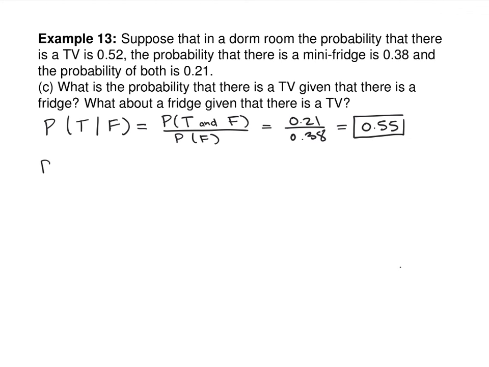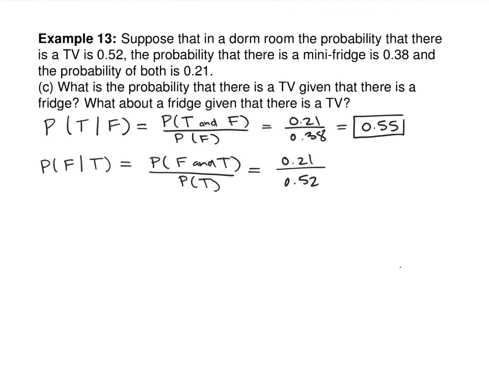And the other one, probability of fridge given TV, almost the same, probability of fridge and TV over probability of TV. Well, fridge and TV is the same as TV and fridge, so that's, again, 0.21. Probability of TV was 0.52, which works out to be 0.404.